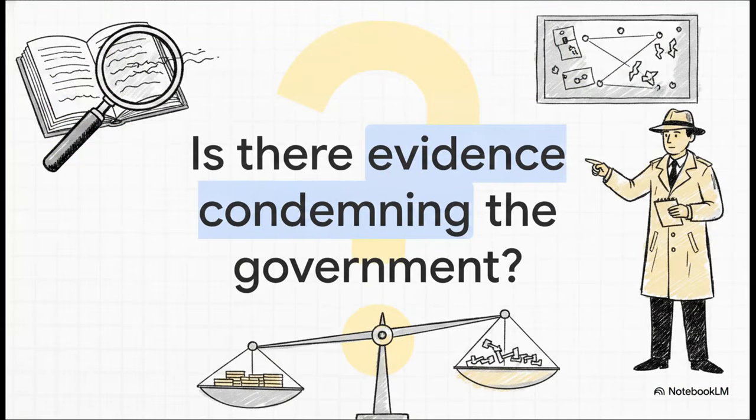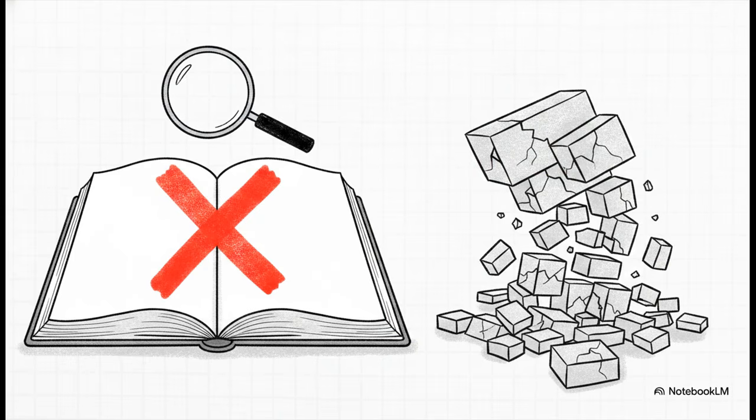Let's apply this to a specific hypothesis from the workshop. Say a student claims that the character's frustration is directed at the political system. They think the hidden intent is anti-establishment. Well, as detectives, we have to immediately ask, if the character is frustrated with the system, does the author actually provide evidence condemning the government right there in the text? And in this specific workshop example, the answer was a resounding no.